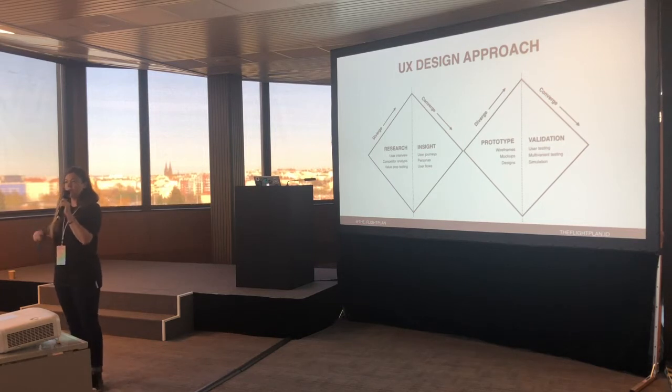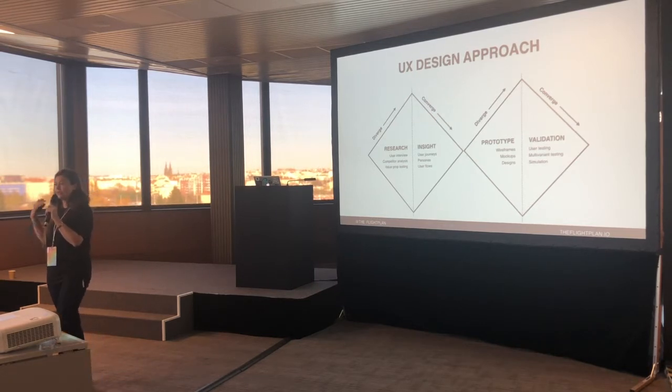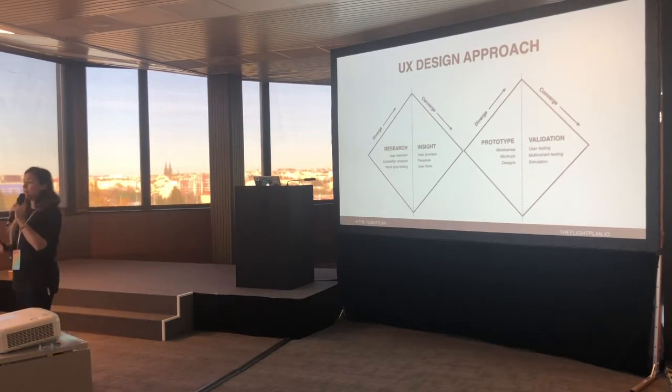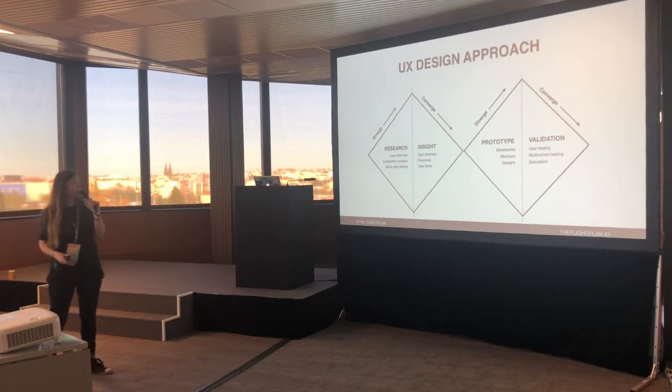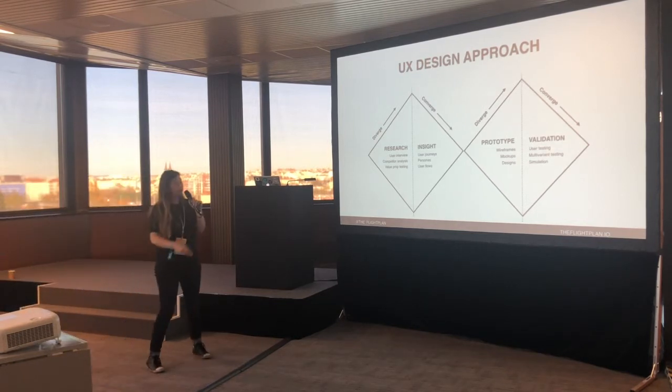For the UX people in the room, you would have seen the double diamond before. This is probably one of the most popular approaches and techniques for thinking about UX. We go from diverging to converging in a really tight, time-boxed manner, and this allows us to iterate as we learn more about users. So breaking this down a bit, we go from research.